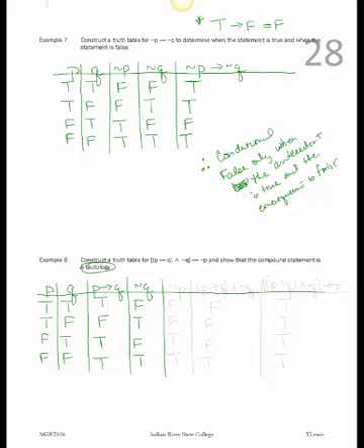Then we can write the not P. Let me think. Yeah, let's do not P first, and then we'll do what's in the bracket. It'll make it easier. Not P: false, false, true, true. And then let's complete the bracket.